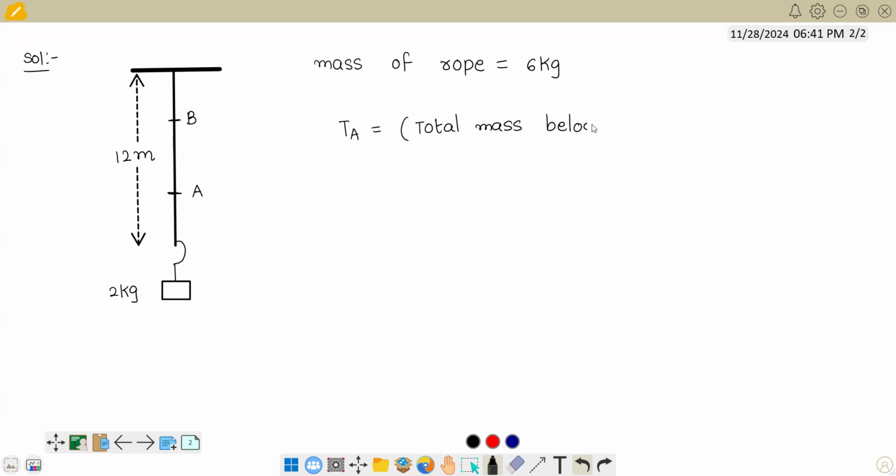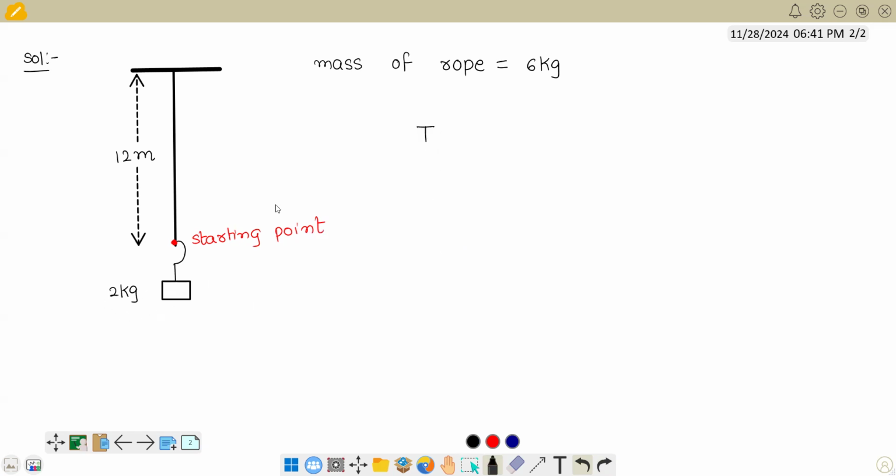Total mass below it into G. This will easily help you to determine the tension. We can derive how we got this, but it is better if you remember it: total mass below it into G. For example, if I ask you what is the tension at the lowest point, the starting point, and you want the tension there, there is no rope at all below this. The only thing that is there is this external mass of 2 kg.